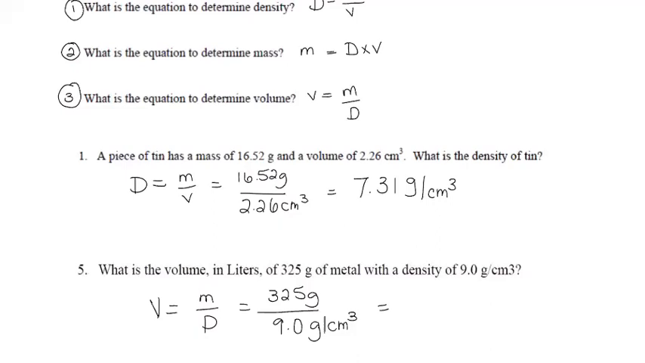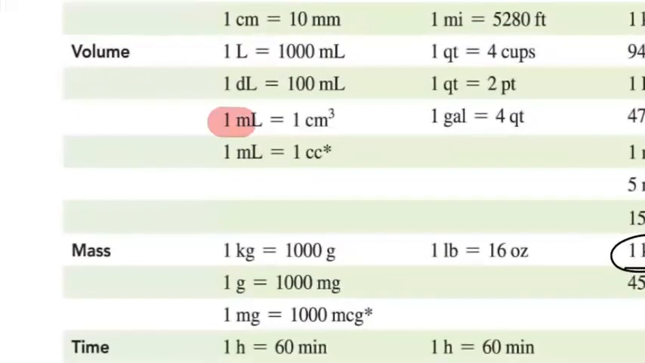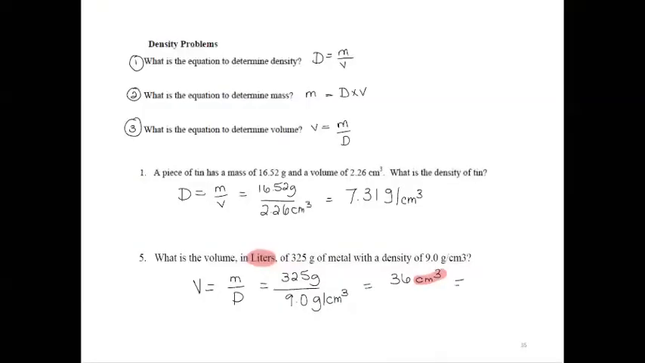We find a calculator display that is 36.111111. How many sig figs in my final answer? Great, only two. So I found that this is 36 centimeters cubed. But you have to ask yourself, wait a minute, this is centimeters cubed. How is that related to liters? If we go to this table, centimeters cubed is the same thing as saying milliliters. So when we go back, this is like saying 36 milliliters.